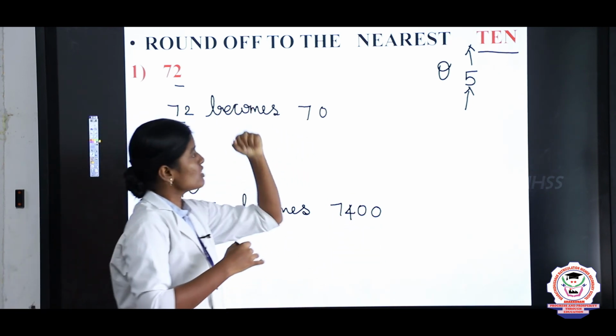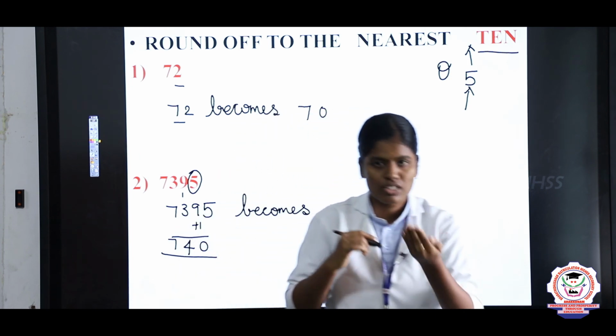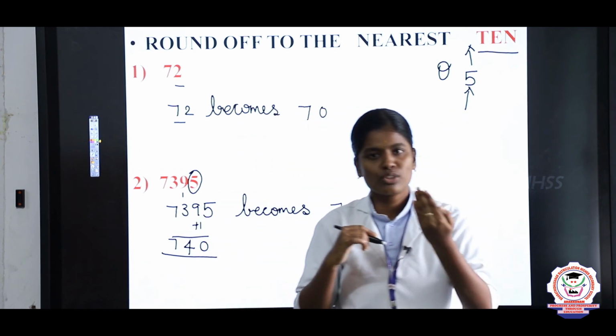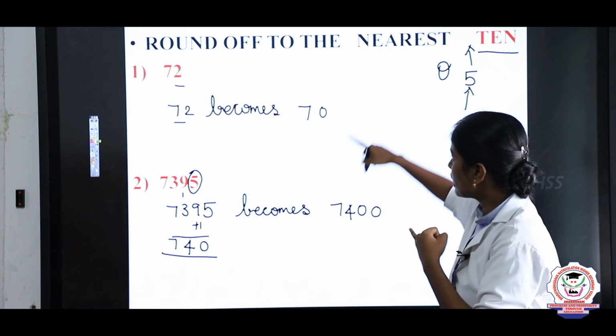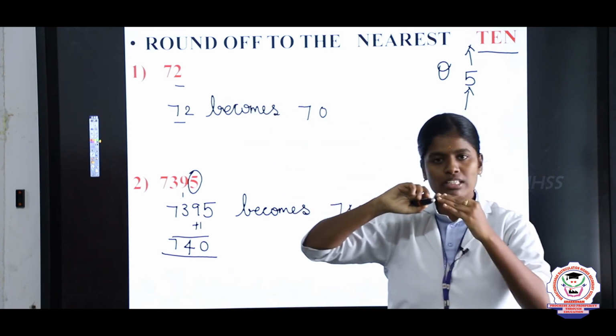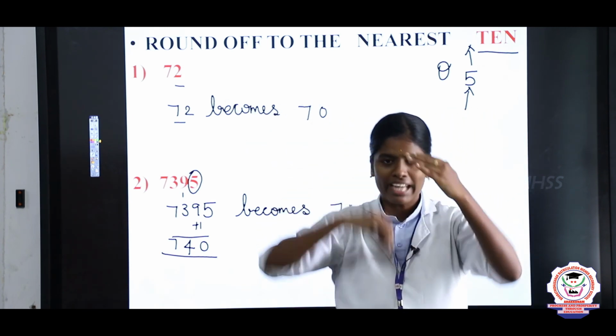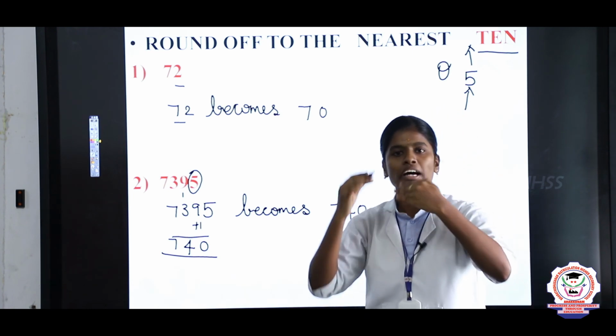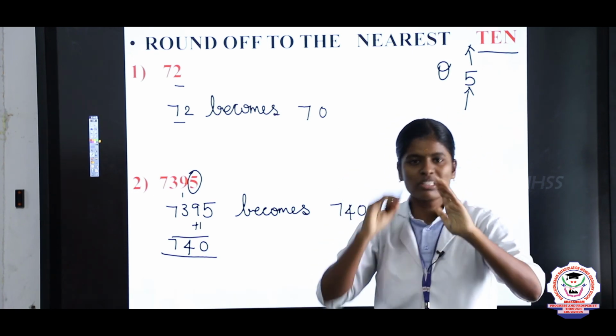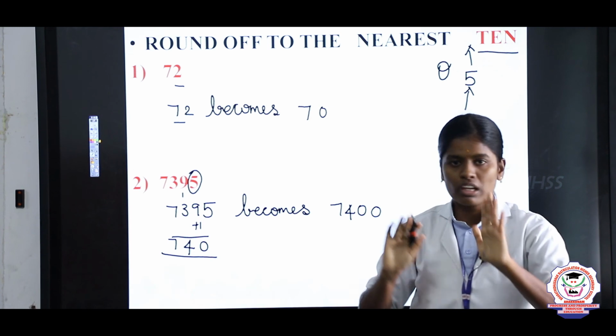7400. So listen, children, the topic is rounding off to the nearest 10. The first step is to check the ones place value. Is it a 5-before number or a 5-after number? Exactly 5 means that is an after value only.